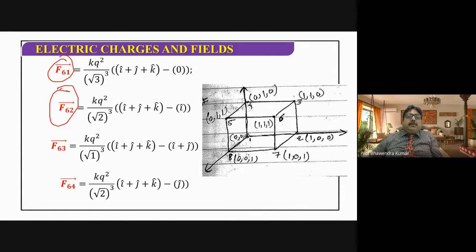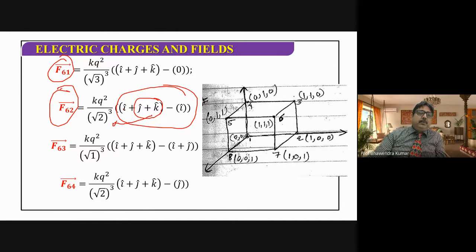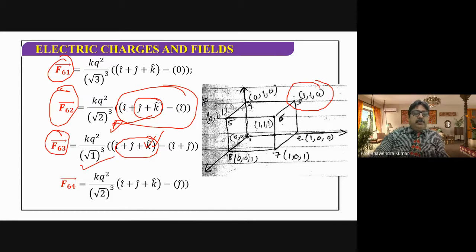For F62, we have to focus on point 6, that is i plus j plus k, and point 2, that is 1, 0, 0, that is 1 i cap. When we subtract, we get i plus j plus k minus i, that is j plus k, whose modulus will be root 2. In a similar manner, for F63, we take R6, that is i plus j plus k as usual, and point 3 has coordinate i plus j, so the difference is only k cap, modulus will be 1, so it will be root 1 cubed.